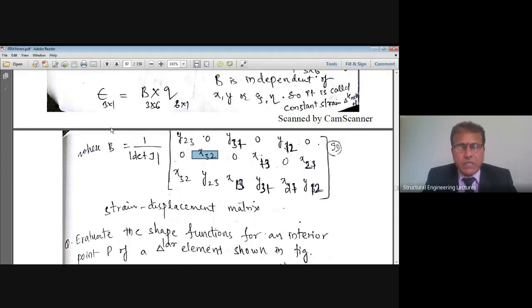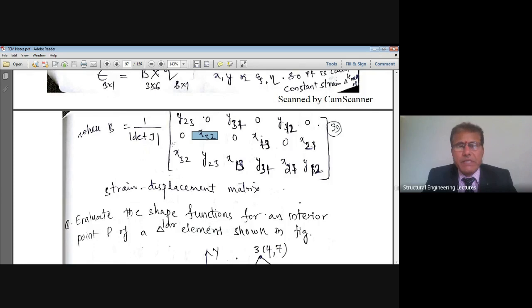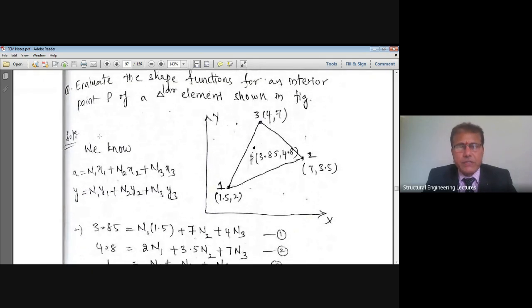In the previous class you have seen the strain displacement matrix. The strain epsilon was given by B multiplied by q, where B is called the strain displacement matrix, which is a 3 by 6 matrix. Also we have seen the shape functions. Right now we'll take a numeric problem.